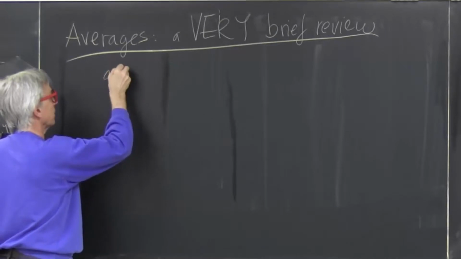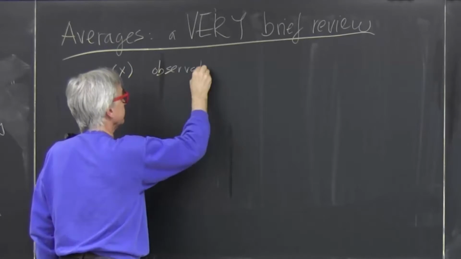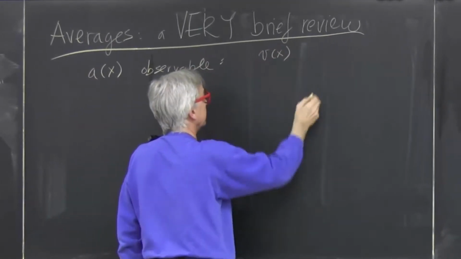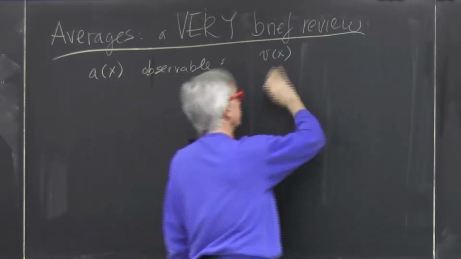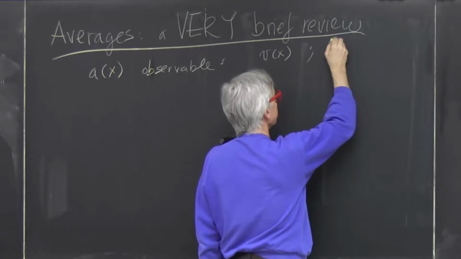Consider an observable a(x). Examples could be velocity in a state space, where x is a point in state space. Another example could be energy dissipation rate.